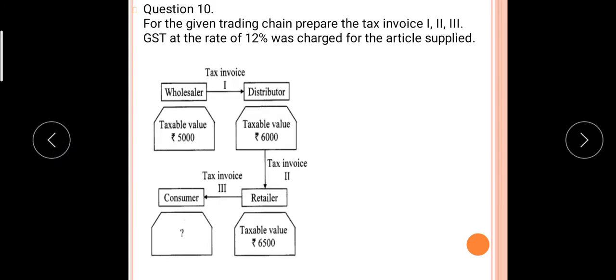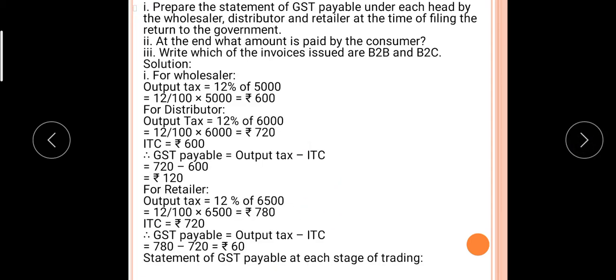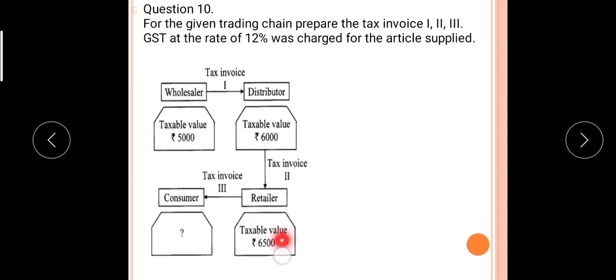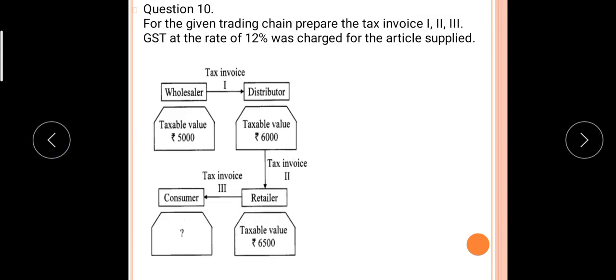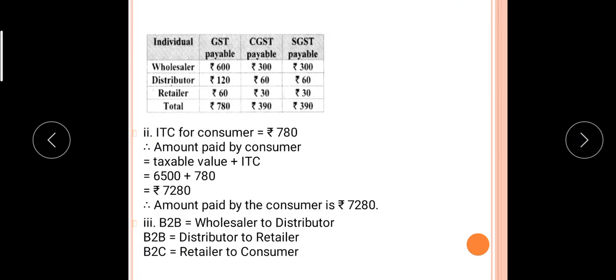Now for the retailer. For the retailer, where is it here? Input tax, output tax. So it is calculated on output tax on 6,500 and input tax on 6,000 rupees. This is the next invoice and it is 60 rupees. And last, for the retailer, input tax and output tax. For the second, ITC for the consumer is 780. How? The retailer 60 rupees, CGST, SGST 30.